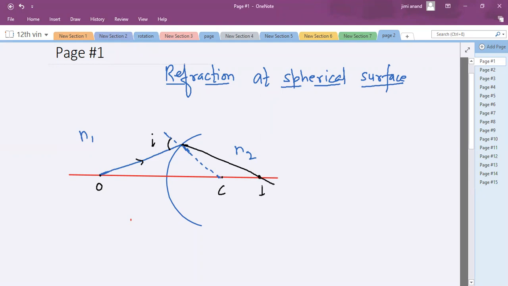So the image forms here. This is the incident ray, this is the refracted ray, and this is the normal. That becomes the angle of refraction, suppose this is r. This is the object, this is the image. We can call the object distance u, and this is the image distance v, and this is the radius of curvature R.